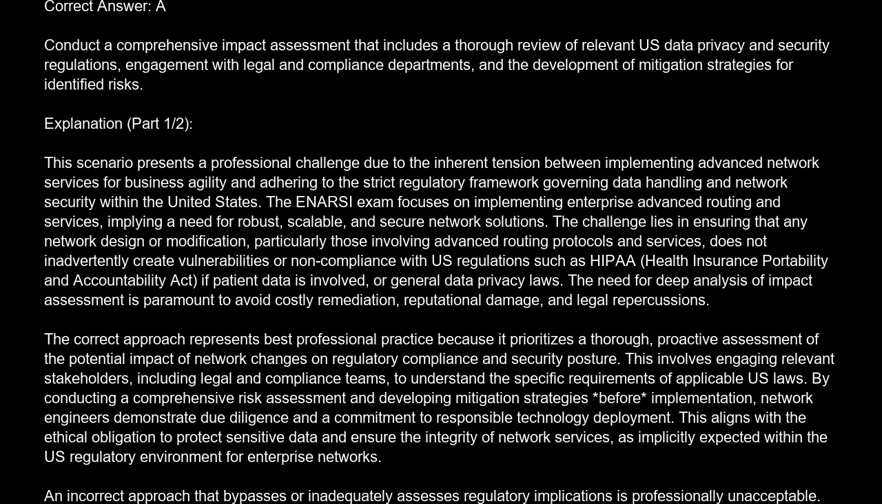The correct approach represents best professional practice because it prioritizes a thorough, proactive assessment of the potential impact of network changes on regulatory compliance and security posture. This involves engaging relevant stakeholders, including legal and compliance teams, to understand the specific requirements of applicable U.S. laws. By conducting a comprehensive risk assessment and developing mitigation strategies before implementation, network engineers demonstrate due diligence and a commitment to responsible technology deployment.